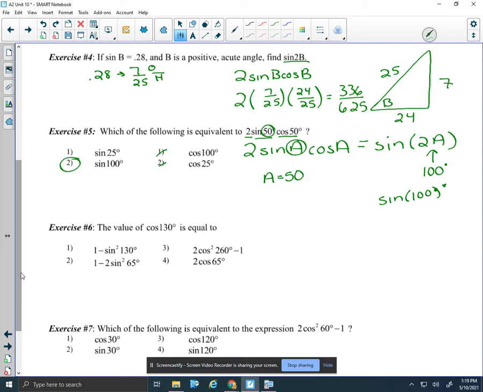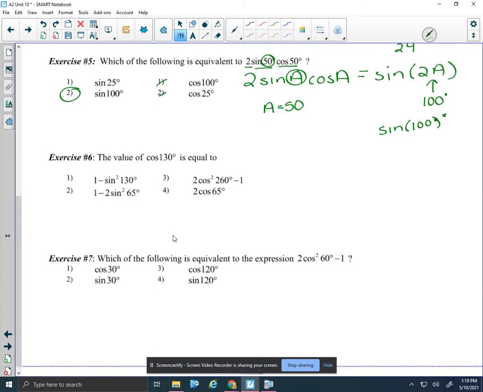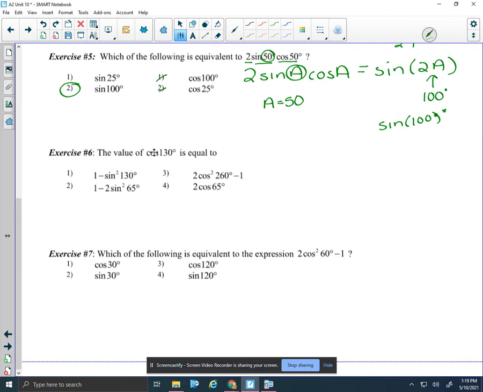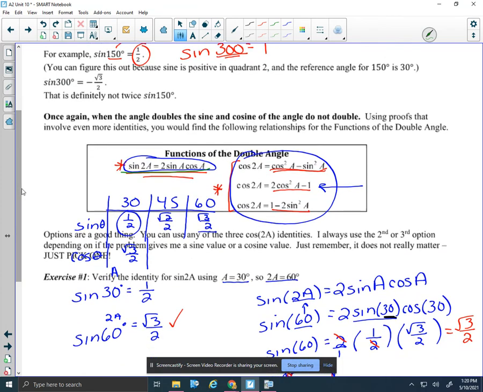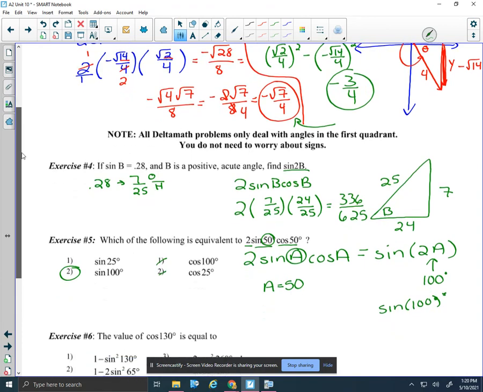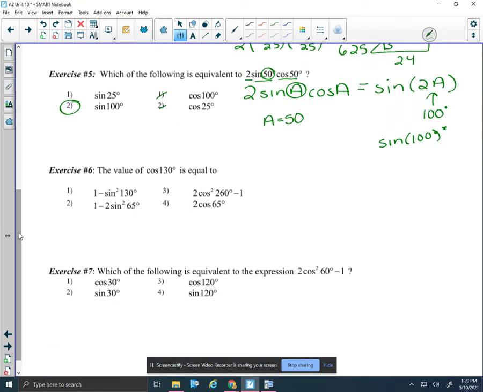So the next few are kind of the same. We're kind of looking at our formulas and figuring out which one it would be. So here I have a cosine of 130. And I have these different formulas that kind of look like the cosine of the double angle. So I'm going to look back at my cosine of double angle formulas. So I have cosine squared minus sine squared A, 2 cosine squared A minus 1, and 1 minus 2 sine squared A. So looking at this, these two kind of look like one of my formulas. This looks like something that came from the Pythagorean identities. The other is like no 2 there.